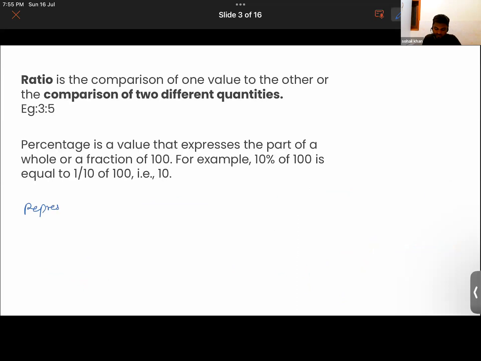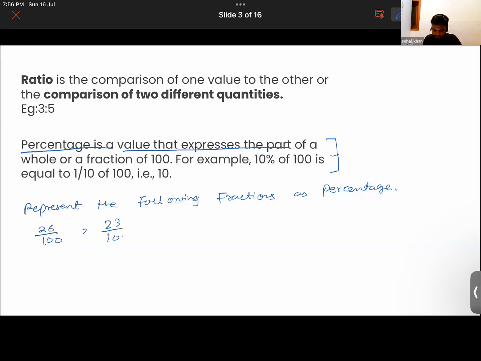While I'm writing the question, Ahmed, read the given statement here. Read it aloud. Percentage is a value that expresses the part of a whole or a fraction of 100. For example, 10% of 100 is equal to 1 upon 10 of 100.